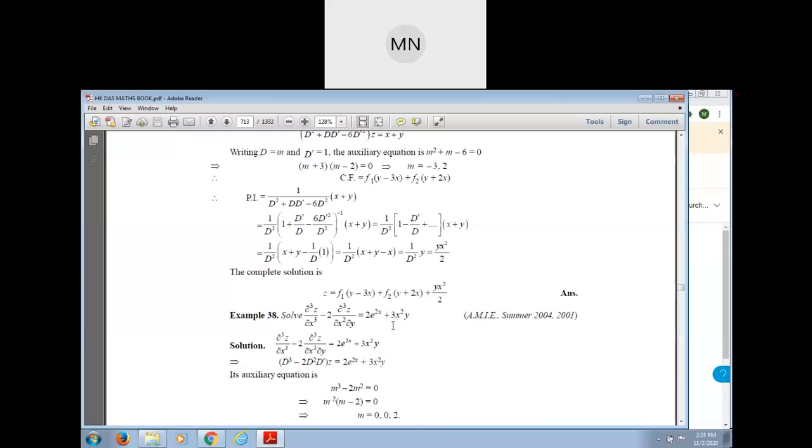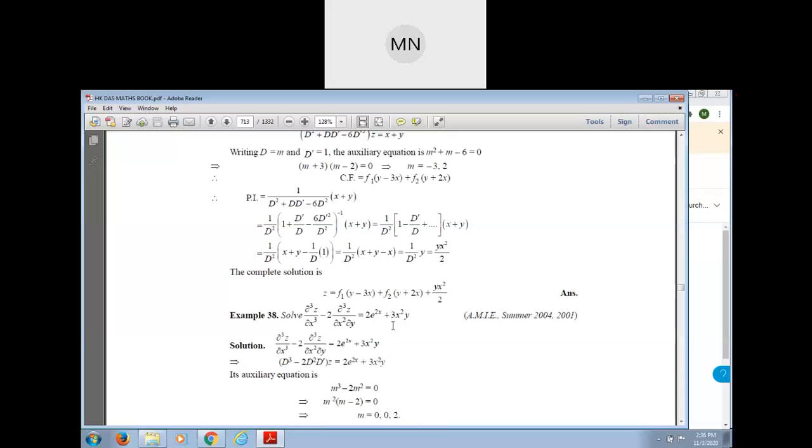For CF, first find the auxiliary equation. Can you tell me the auxiliary equation? M cube minus 2m square equals 0. Because this one is del x square, so it comes as m square. Okay? So I think all of you can easily find the CF.